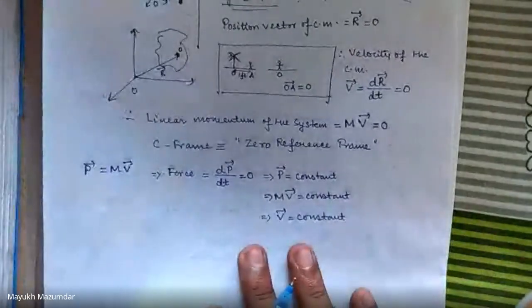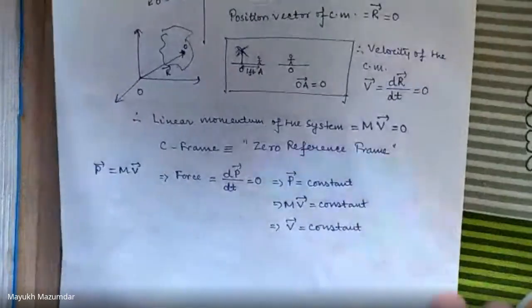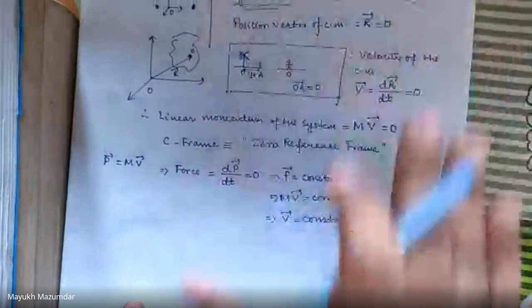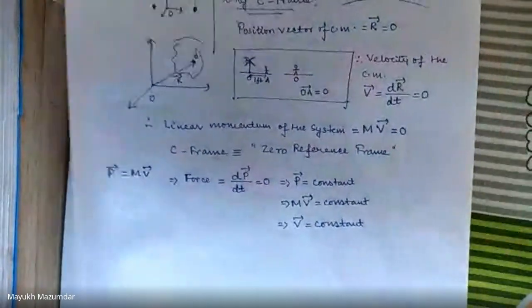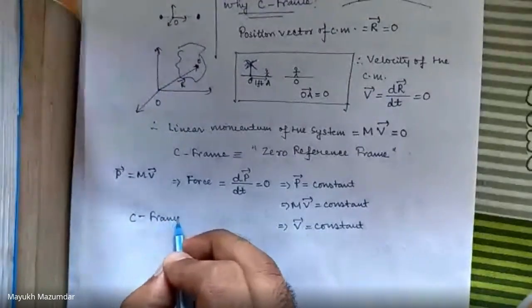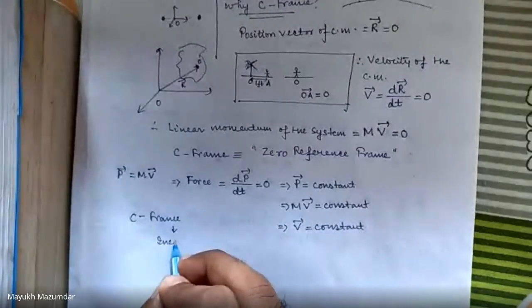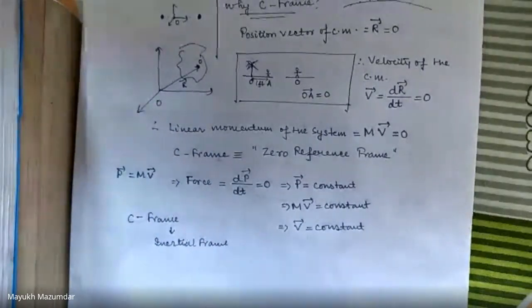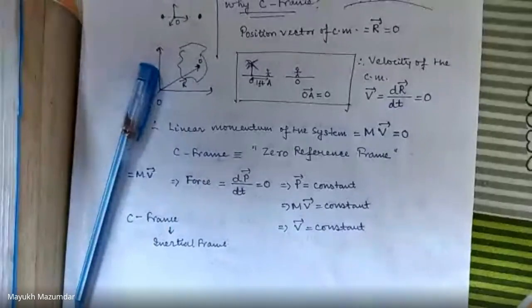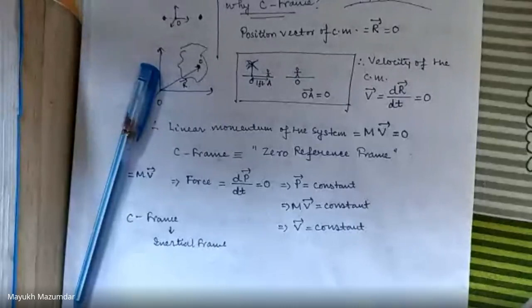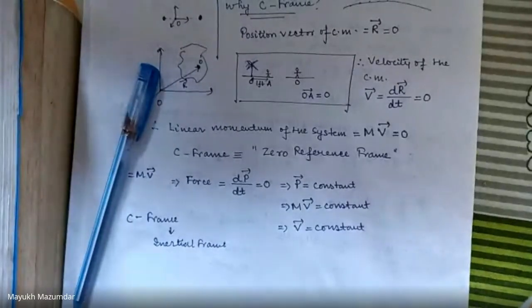That means with respect to the L frame, the center of mass frame will be moving with a uniform or constant velocity. Hence, the center of mass frame is also an inertial frame. Considering the L frame as approximately inertial, we can say that the center of mass frame is an inertial frame as well. Hence we can apply Newtonian mechanics to it.